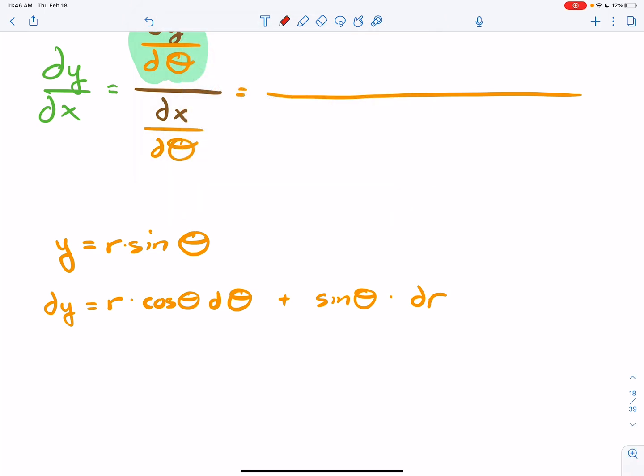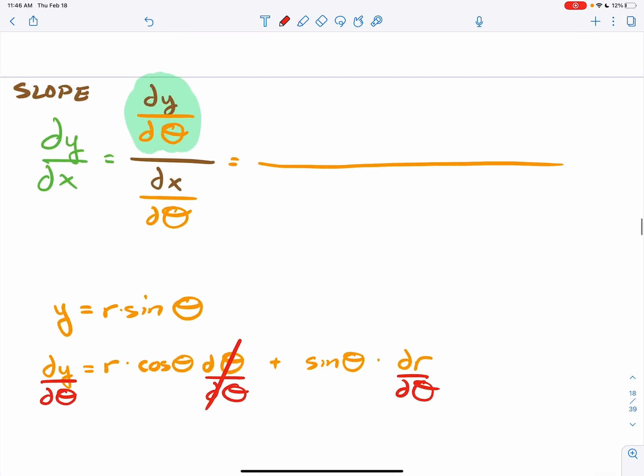Then we want dy d theta, so we divide all of our differentials by d theta. You learned that d theta over d theta cancels out, and this is exactly what you have. I'm going to write it up here. This is really just r cosine theta plus sine theta dr d theta.